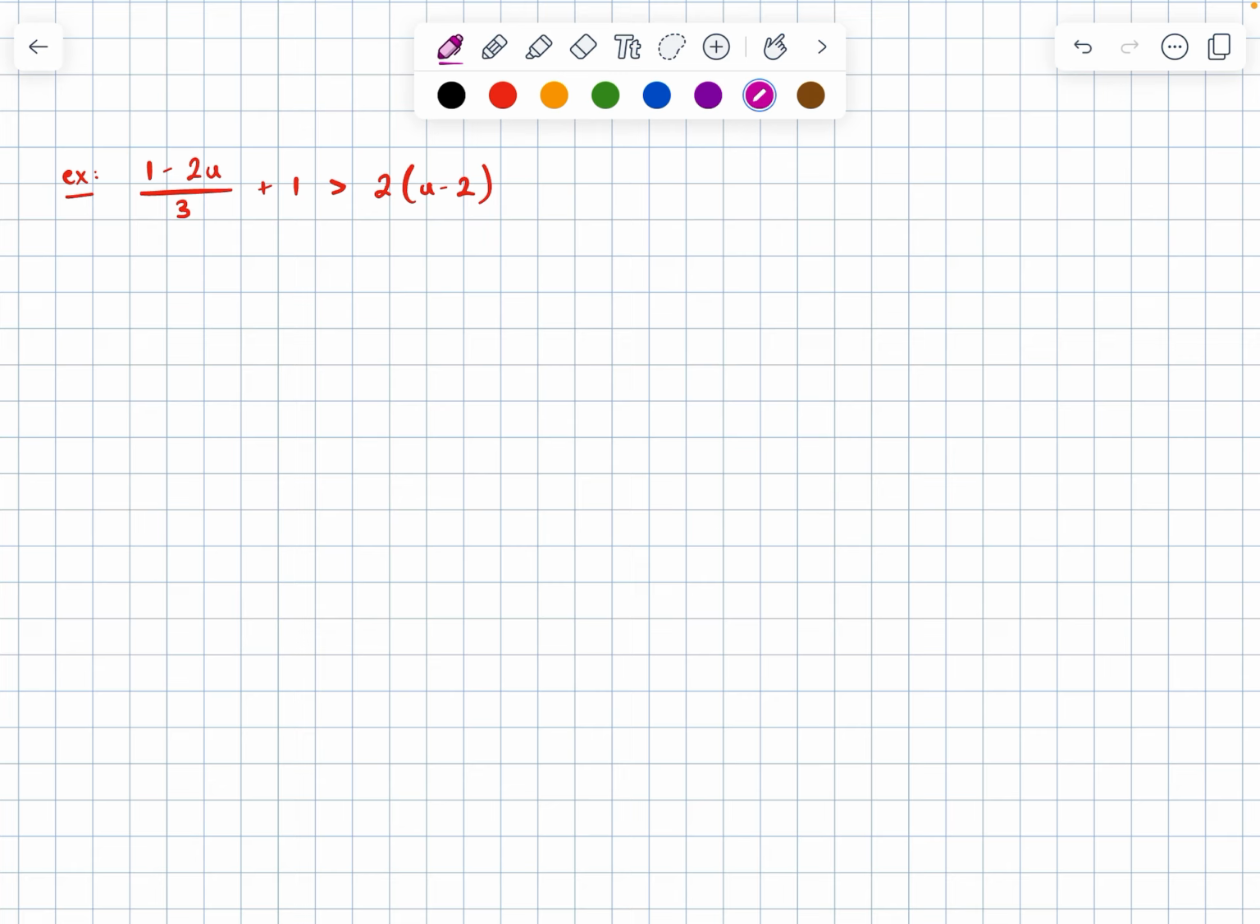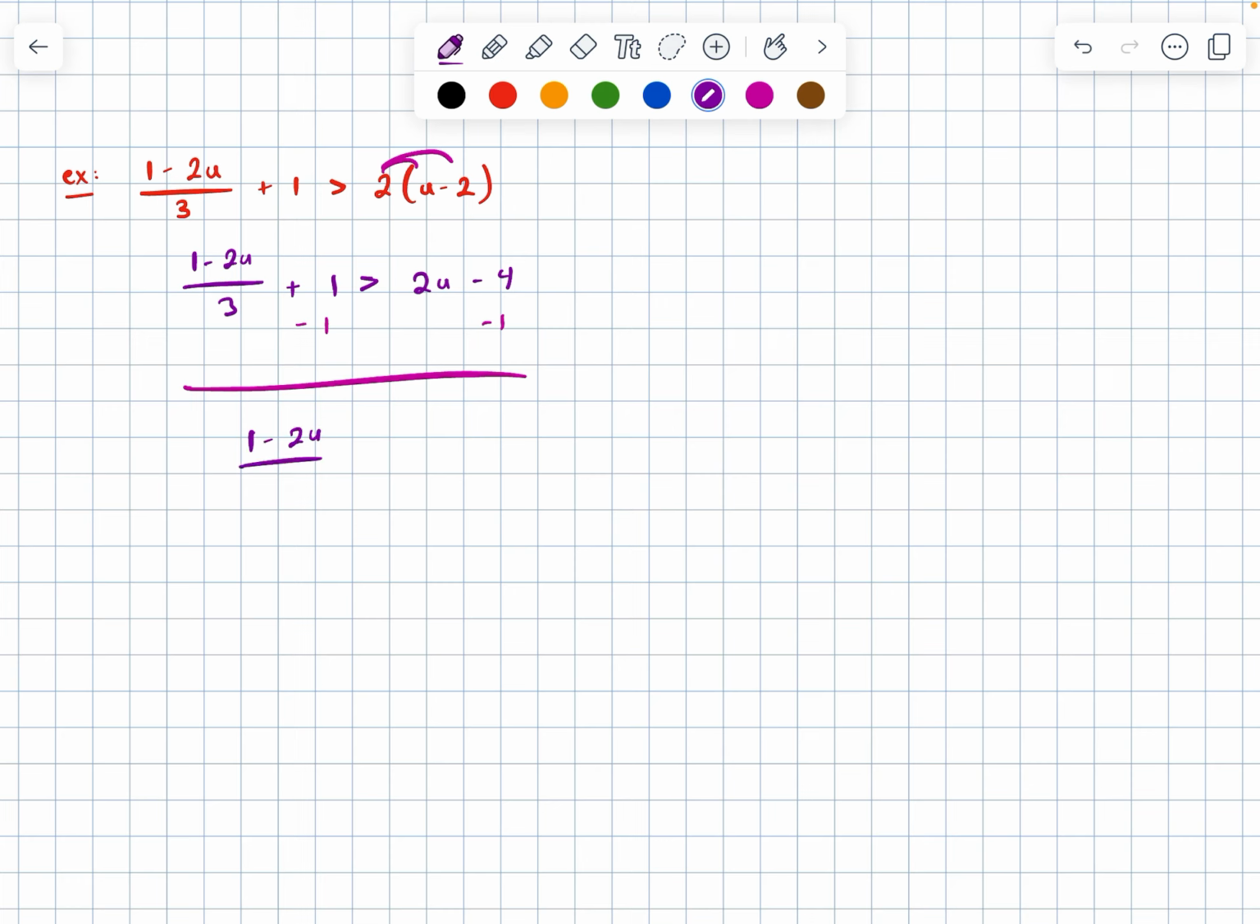So for me, if I see a fraction, an option is always to multiply by the least common denominator. So the only thing I need to multiply by here is 3. I actually think in this case it's a little bit wiser to wait to do that multiplication. So what I'm going to do, and if you do it a different way, that's totally fine, I'm going to take my distributive property and simplify the right side. So I've got greater than 2u minus 4. From here, let me subtract 1 from both sides. You'll see why I'm doing this in a minute.